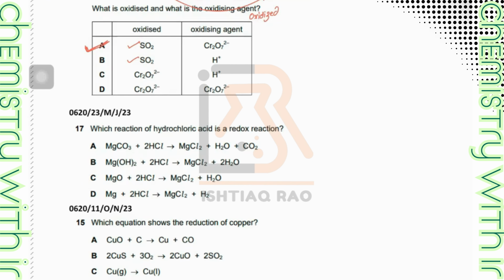Sir, is it A? Again, this is an acid-base reaction. Acid, base. This is not a redox reaction. Then remaining are B and D. Again, B is not a redox reaction because this is acid, this is base. Then we have to check D.